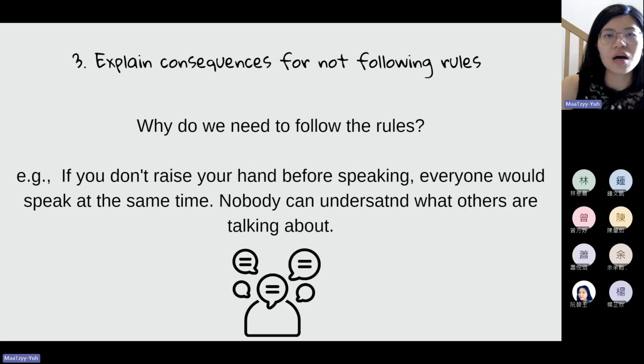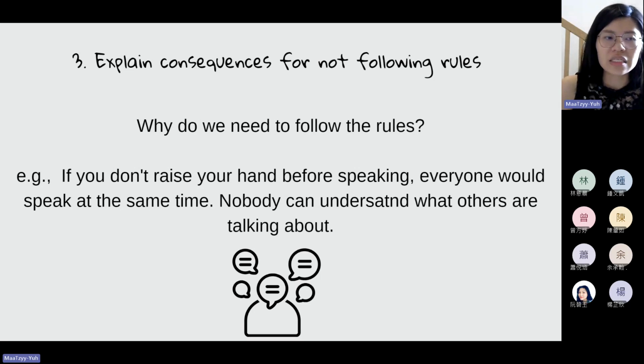Or if you are not on time, then it's likely that you miss something the teacher or your classmate said. Then you would need to stay for some time after the class is over, and we need to go through why you were late or what you have missed during the class. So I think these are the important rules to explain to them, why they need to do this or that.